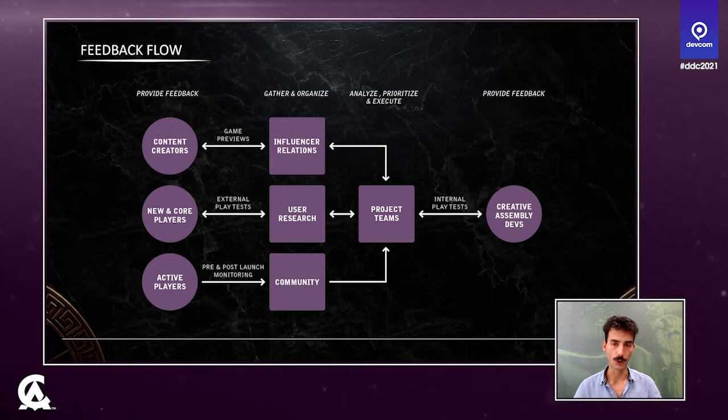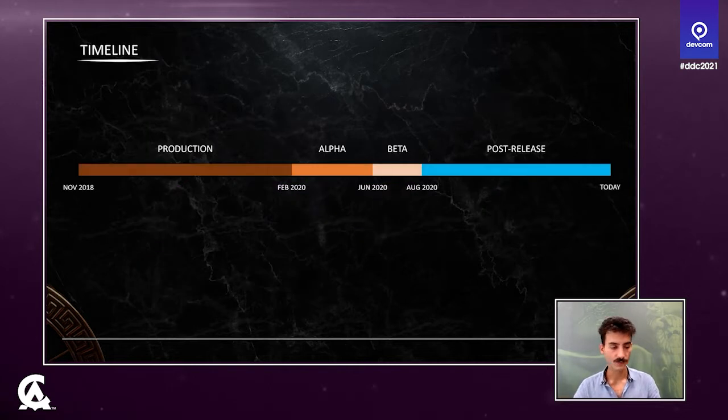Now, getting back to Troy and to its production timeline. So we started production in November 2018. During production, we also started doing our external tests. This usually happens around midway. Right before we hit alpha, we started doing external tests focused on onboarding and tutorials. We're going to talk about those in a bit.